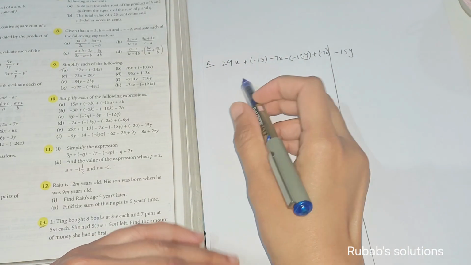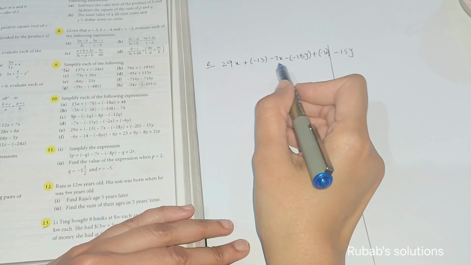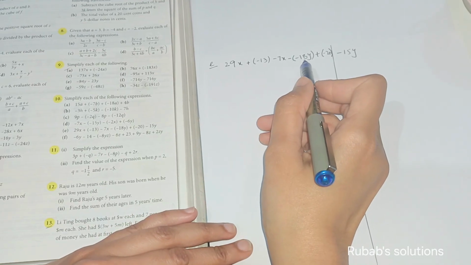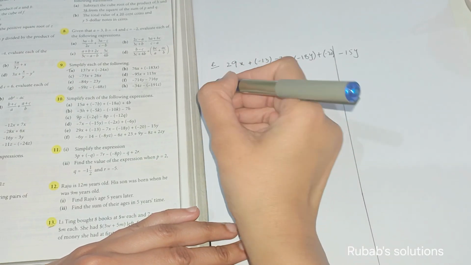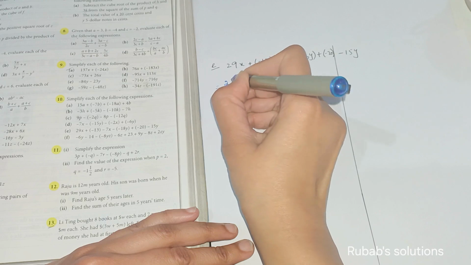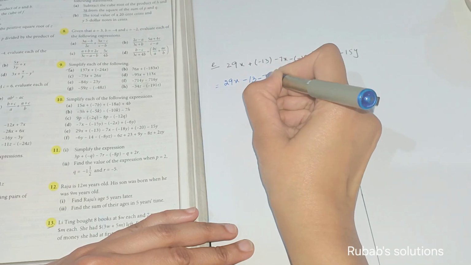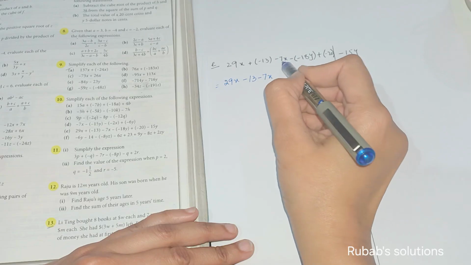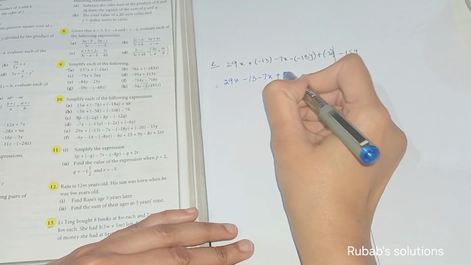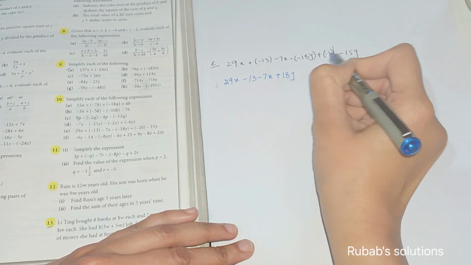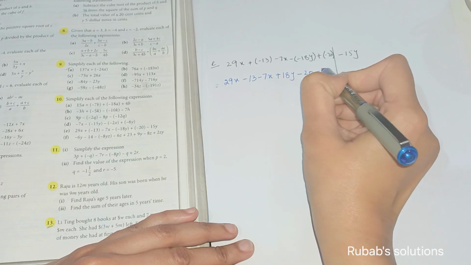Moving towards the next part, that is part E. Part E is 29x plus minus 13 minus 7x minus into minus 18y plus minus 20 and minus 15y. So first of all, open the bracket: 29x plus minus 13 minus 7x minus and minus will become plus 18y plus minus 20 and minus 15y.